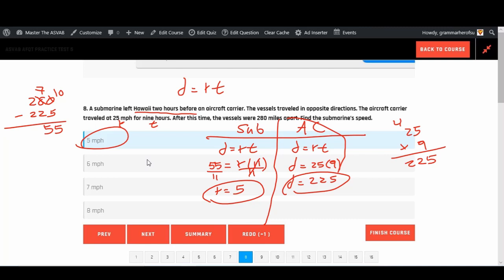Again, not a very difficult problem, but it was very messy in terms of the fact that we had to use information given from the aircraft carrier to finally set up a problem for the sub. And as you can see, in this case we found the distance, in this case we found the rate. Okay, so again, I have videos devoted exclusively to the distance formula on my YouTube channel. Check those out if you struggled with this. But overall, I thought this problem was pretty straightforward.